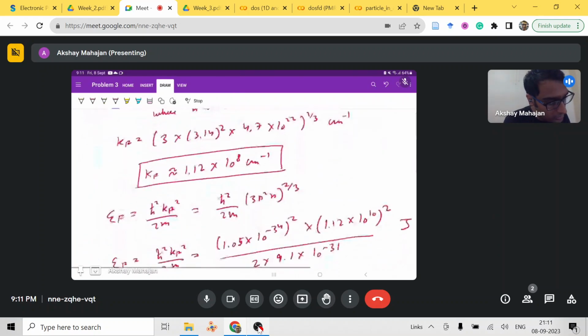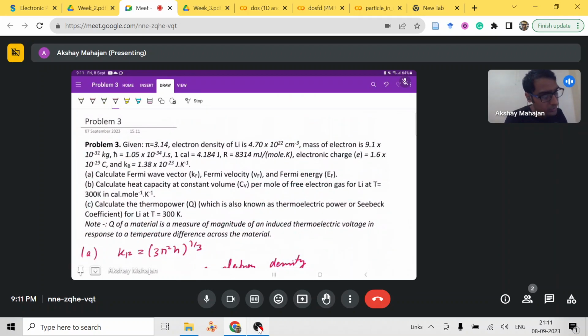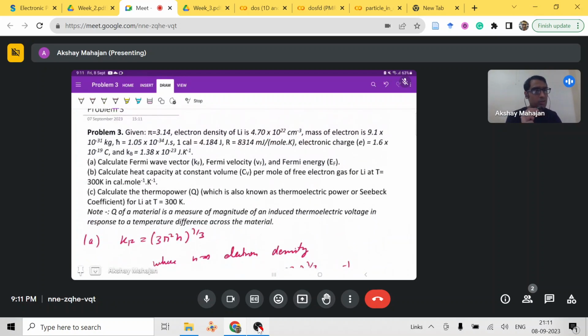Okay, alright. So now for part B, you have to calculate. Let me just give you the formulas for part B and C, and I will start in the next session. I will just show you the solution for this. As you have understood, you just have to put the values in the formula, and that's it. All you have to do is take care of the units. This kind of problem you have in the week 3 assignment as well.